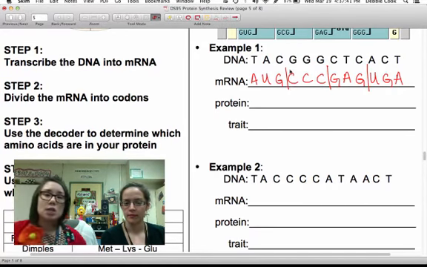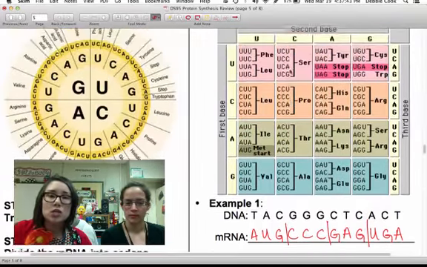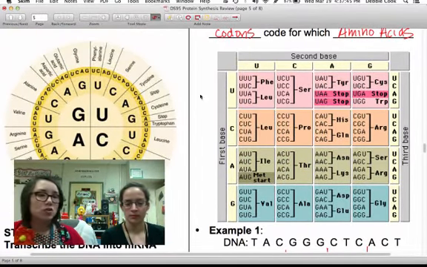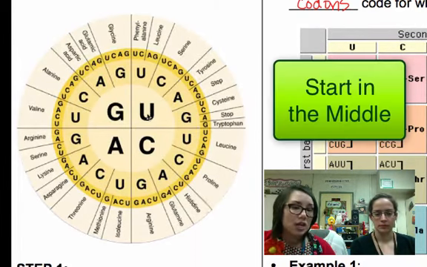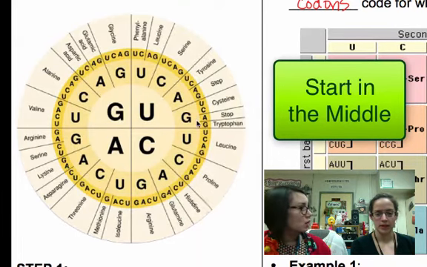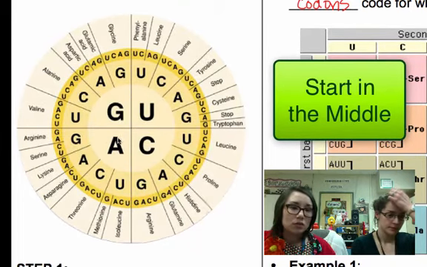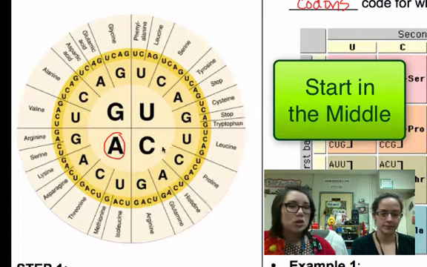We're going to start with the circle chart first because it's a little easier to use. For the circle chart, we're always going to start in the middle. So our first letter, we're going to try to find it in the center of the circle. And what's our first letter? A. So A is right here. So here's my A. What's our second letter?